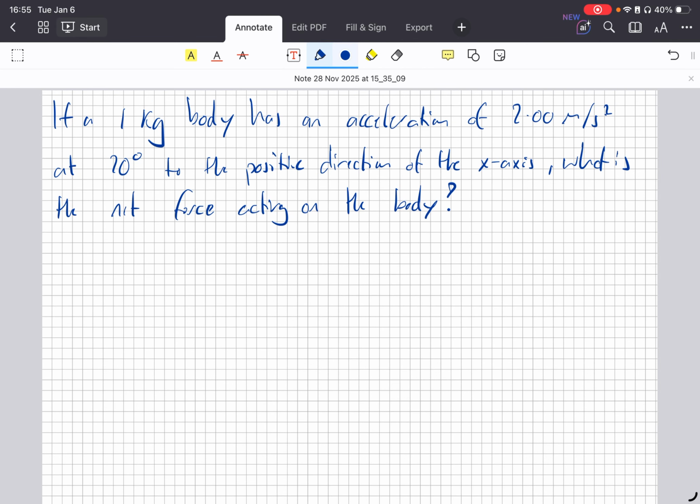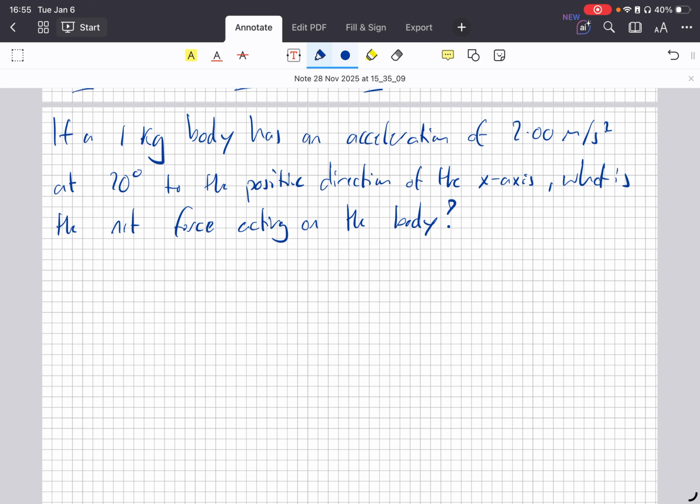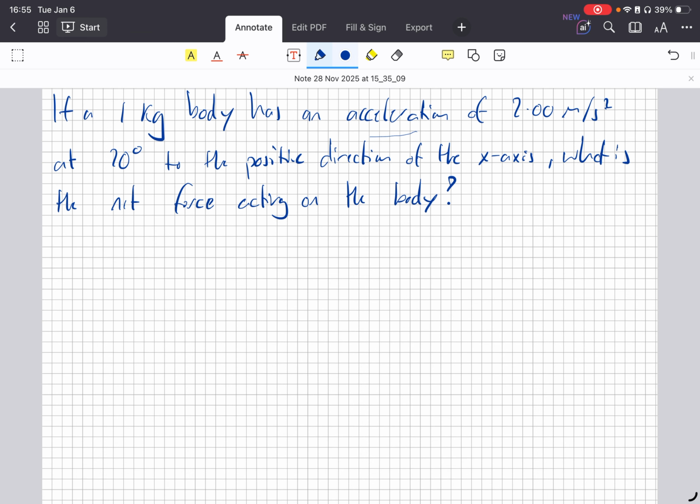Okay, this is just a really quick example to show how we use Newton's second law to solve really simple problems in mechanics. So the question reads as follows: if a 1 kilogram body has an acceleration of 2 meters per second squared at 20 degrees to the positive direction of the x-axis, what is the net force acting on the body? So let's see how we go about solving this.